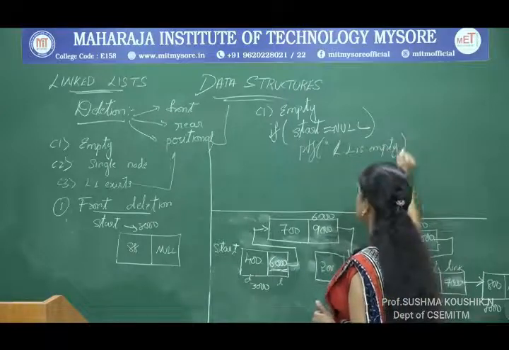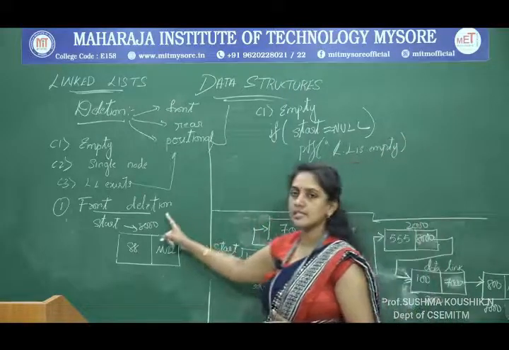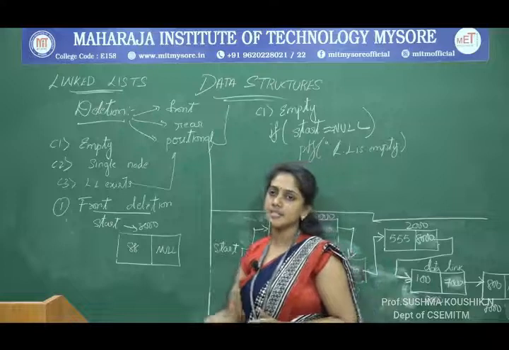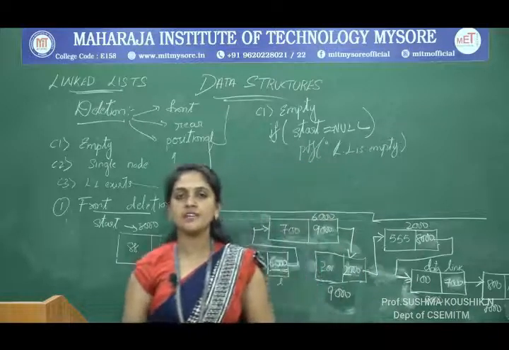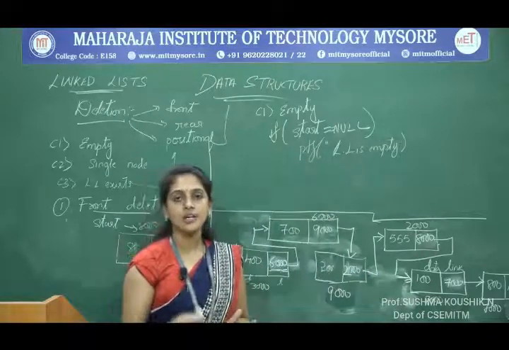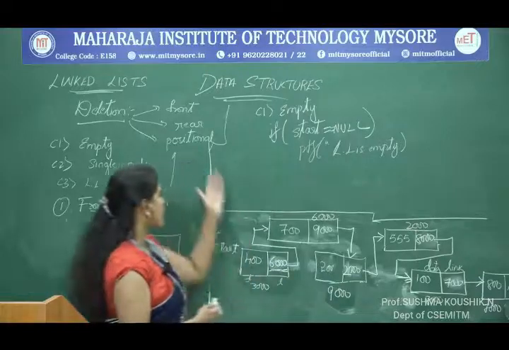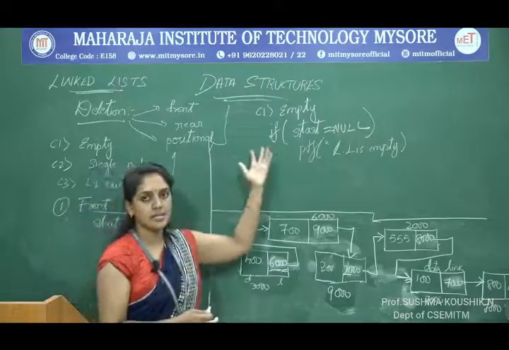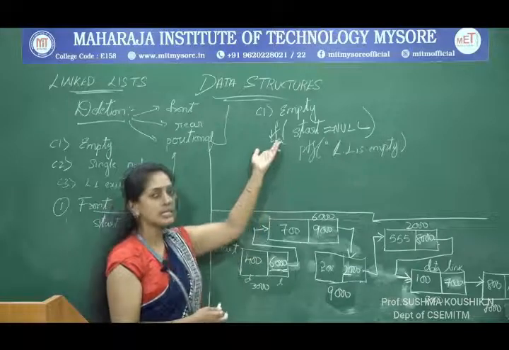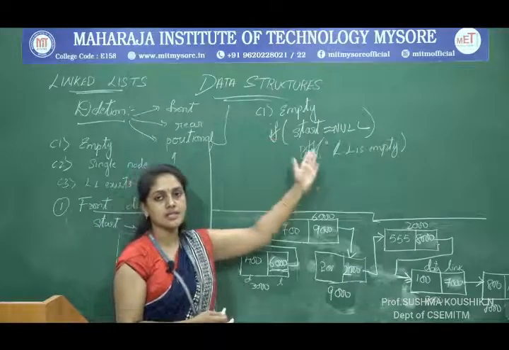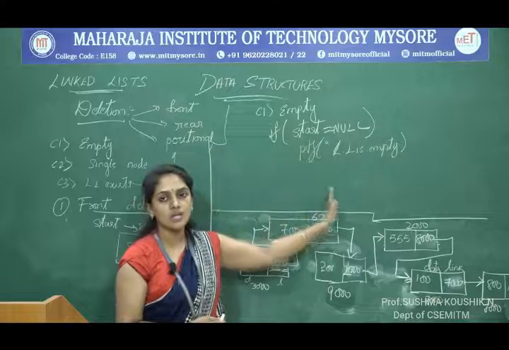So the concern arises when we have at least one node. When there is no node, there is no point in asking about front deletion, rear deletion, or positional deletion. So for all the types, this case remains the same. We will get to know that the linked list is empty by just checking start is equal to null. So this case is solved.